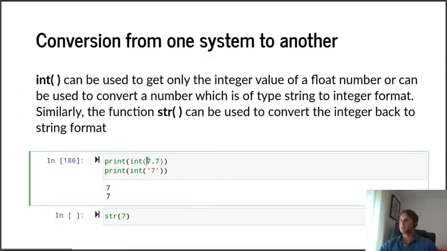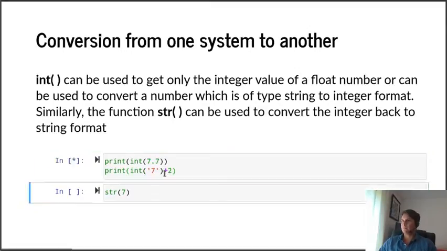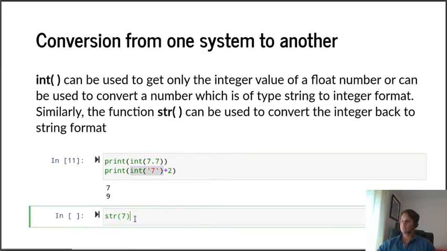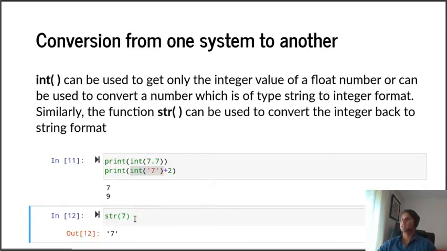For example, if you do int of 7.7, that obviously will give 7. But if you have int of quotations 7, that will give 7 as well. It will convert the string to an integer type. So you can, for example, do addition here. This will be 7 plus 2, 9. And if we want to convert an integer to a string, we can also do it like that. You see that now it has quotation marks, so that means that it's a string.